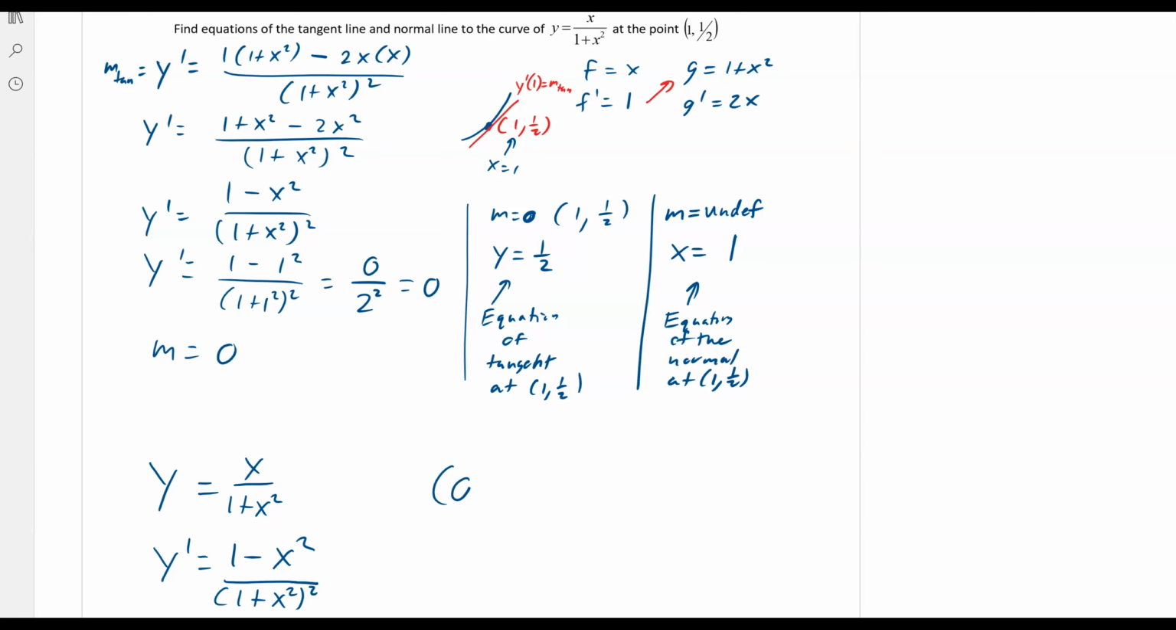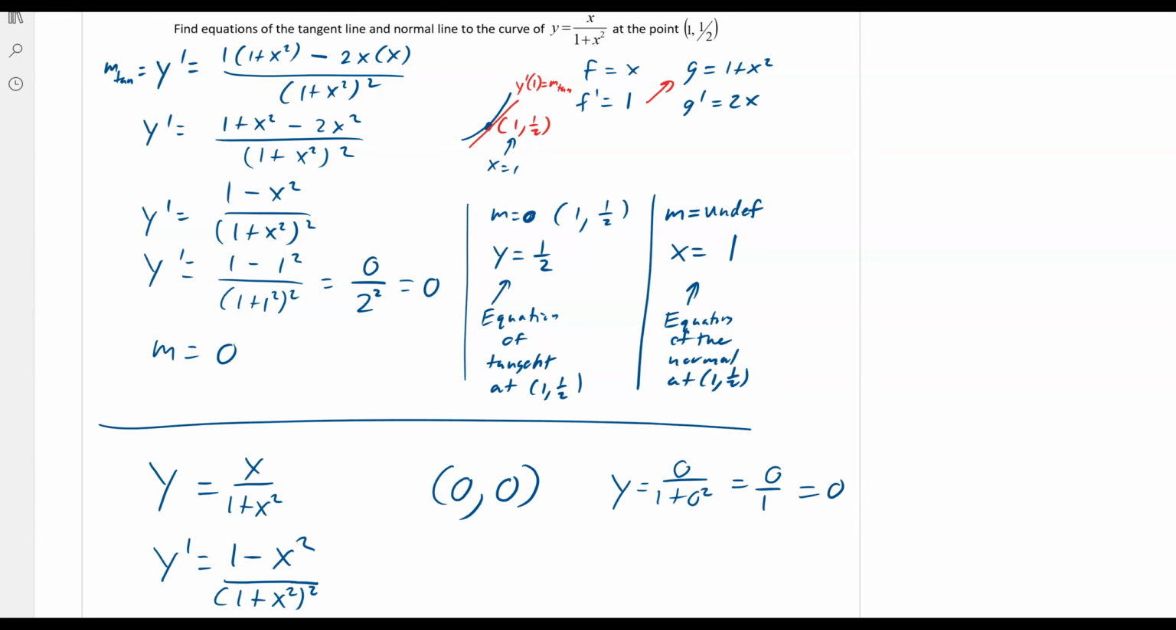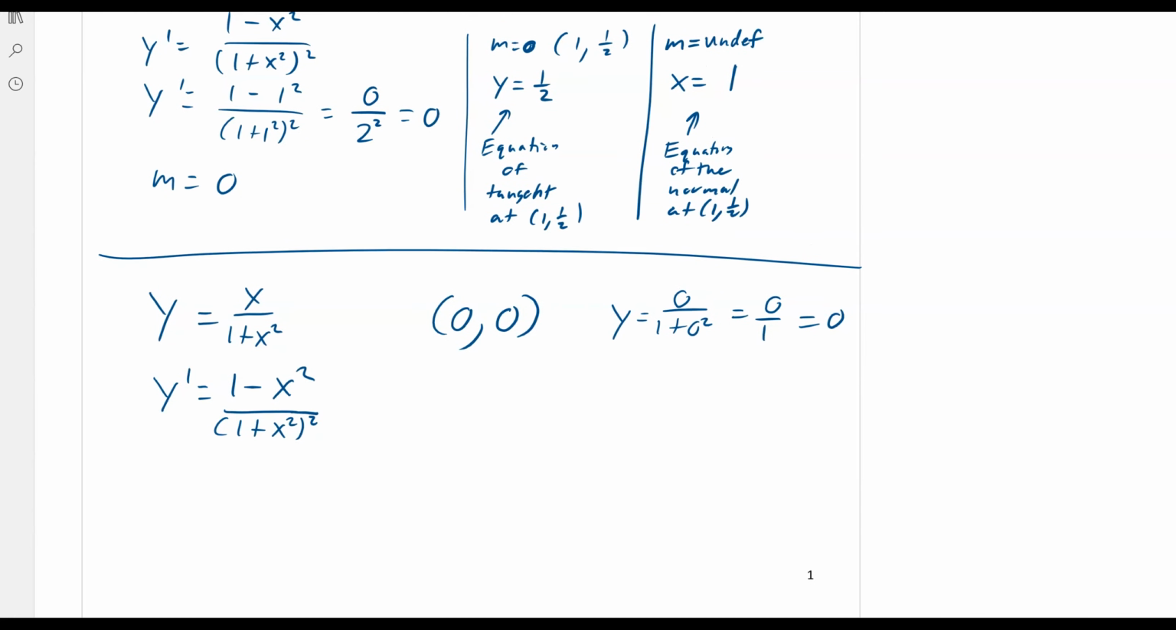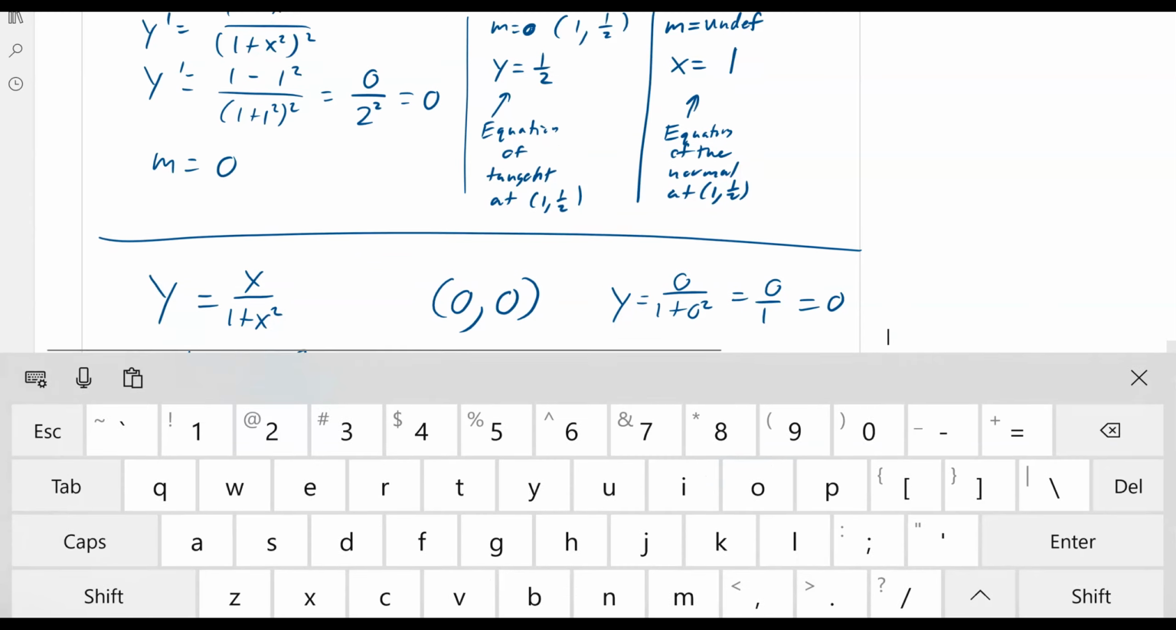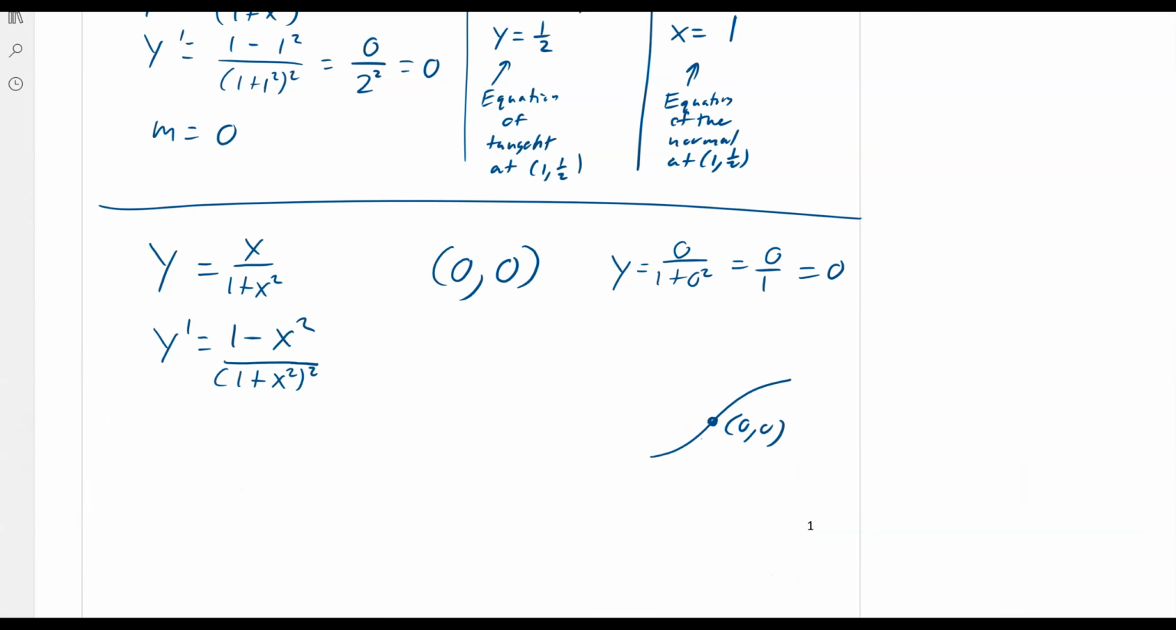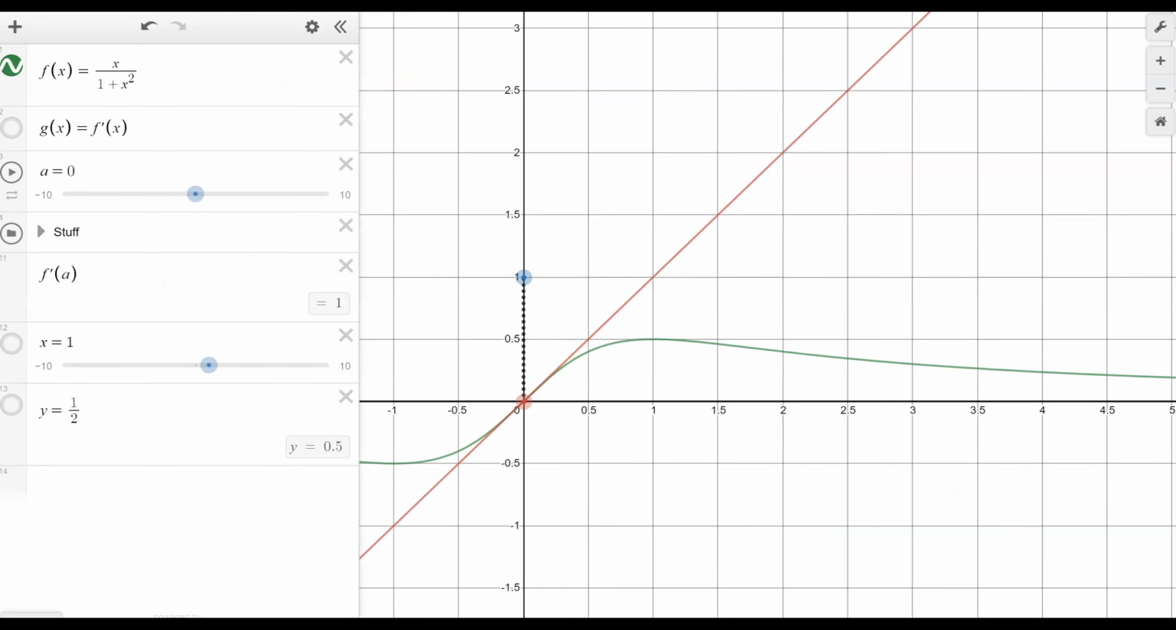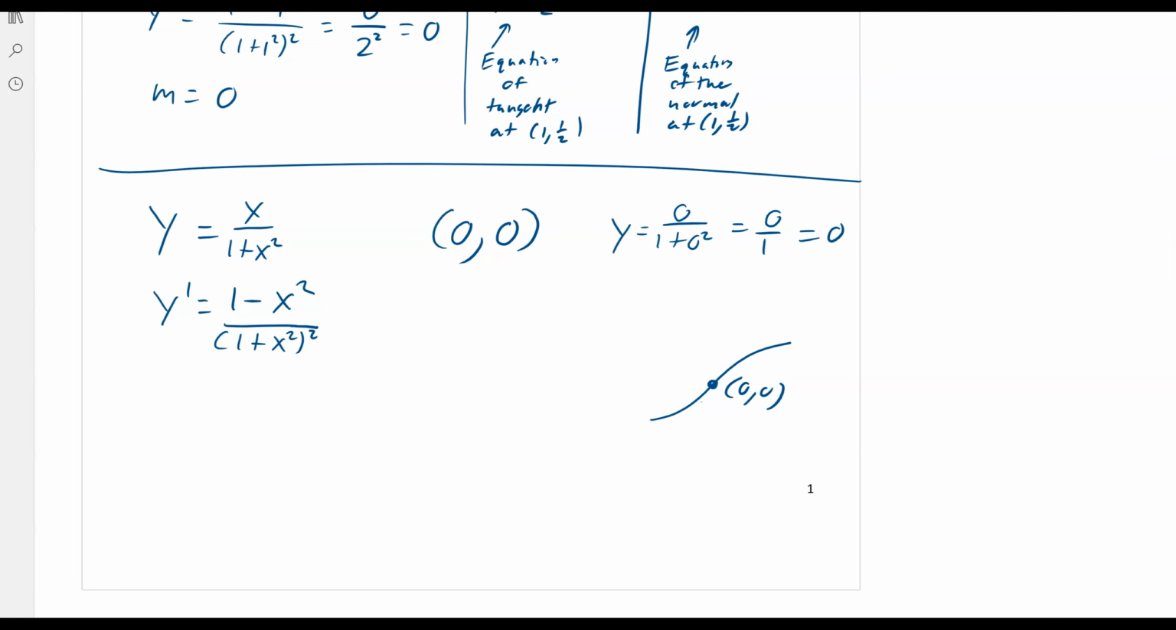And so now if we plug 0 into that function, you would get y equals 0 over 1 plus 0 squared, which is 0 over 1, which is 0. So we now have our point. So that was our graph here. Our point is 0, 0. And so now we're going to find our tangent going through it. So just like that. That was our tangent.